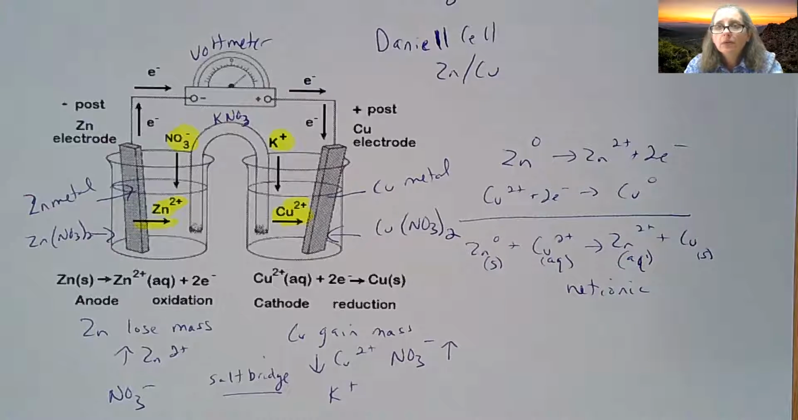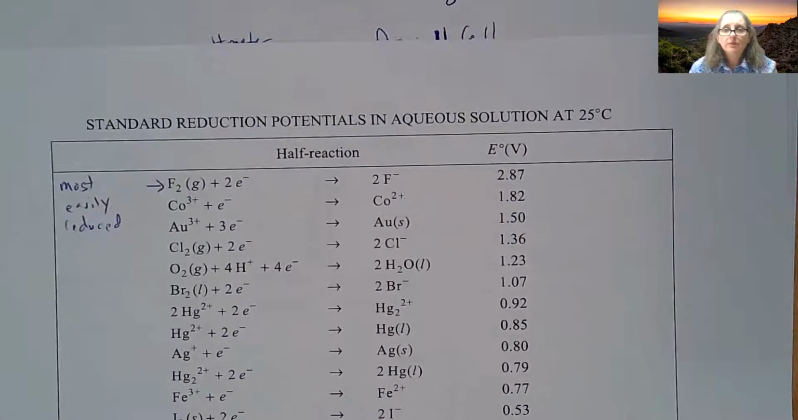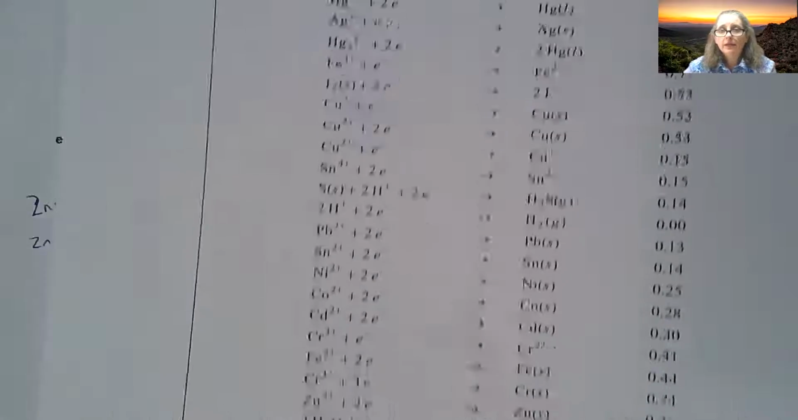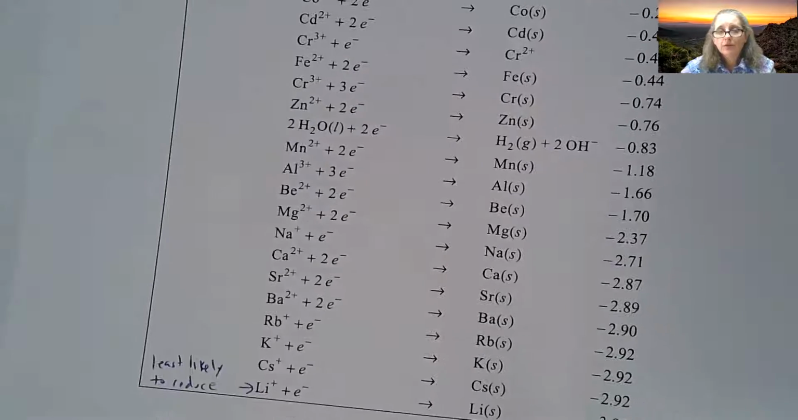All right, so continuing chapter 20, I want to talk about how, with a galvanic cell, how do we know who is going to be oxidized, who's going to be reduced? Because again, in a redox reaction, somebody's always losing, somebody's always gaining electrons. How do we know that? So you need to have your reduction potentials printed out for you to understand this.